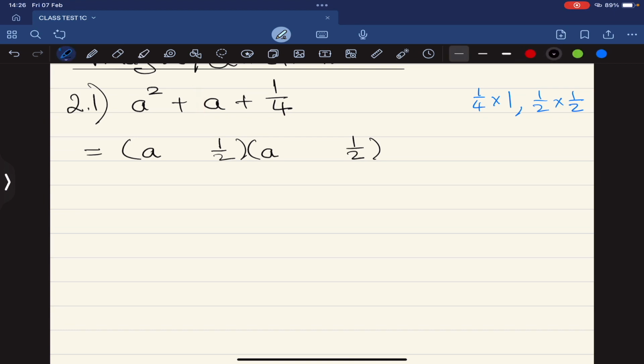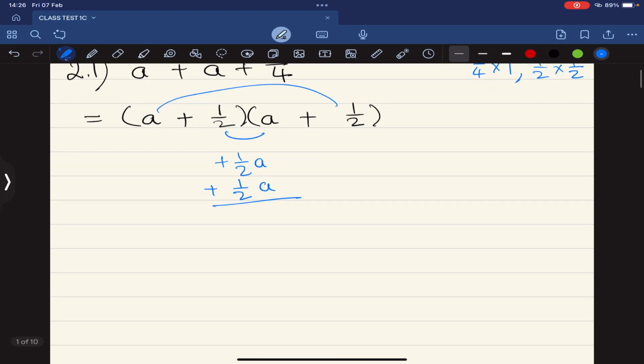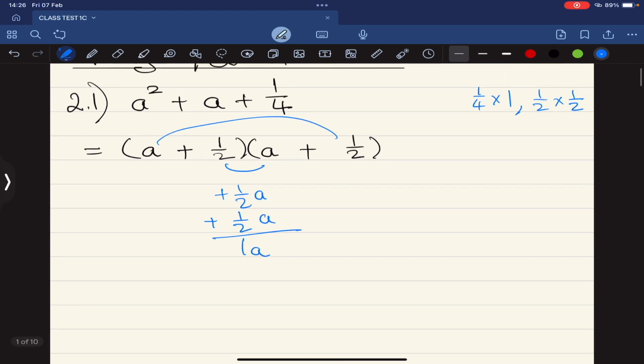So all I need to do is, because I've got positive signs all the way through, I know it's plus and plus. So let's just quickly do that and see it. That would be plus a half a. That would be plus a half a. If I add a half with a half, I get 1a, and that is my middle term. So my factors are a plus a half and a plus a half. If you went further and wrote it as a plus a half to the power of 2, like such, that's also fine.